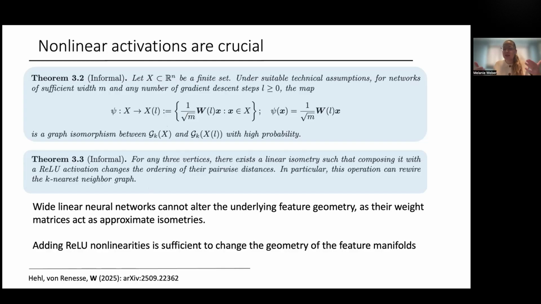But as soon as we put in a nonlinearity, let's say a ReLU activation, then the maps are capable of learning a rewiring of the graph, capable of capturing the community structure in the geometric graphs, able to capture the underlying data geometry in a way that allows to successfully learn a binary classifier. What I put here are just informal statements. You see much more details in the paper if you're interested.